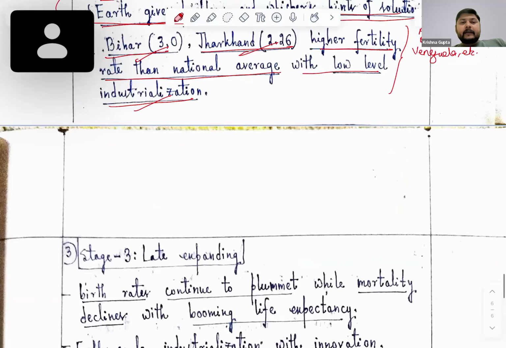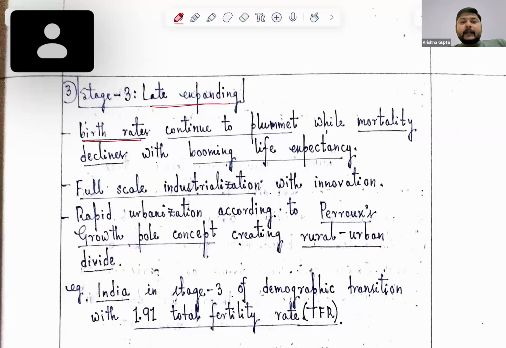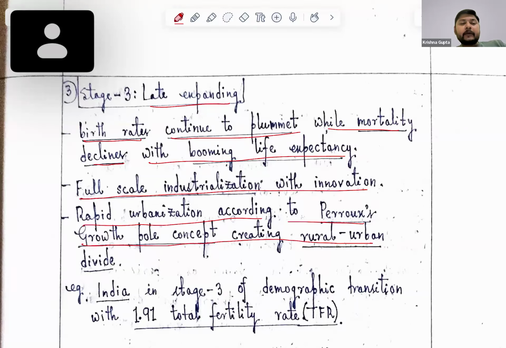Now, late expanding. Birth rates continue to plummet while mortality rates decline, with booming life expectancy, full-scale industrialization with innovation, and rapid urbanization according to Perroux's growth pole concept, creating a rural-urban divide. This is a good example of growth pole, because the development of the growth pole is being seen here.